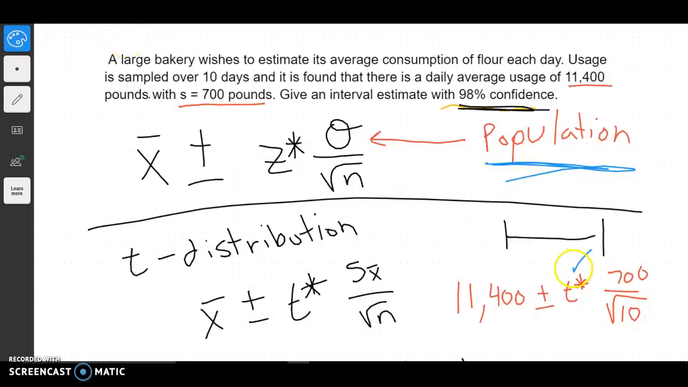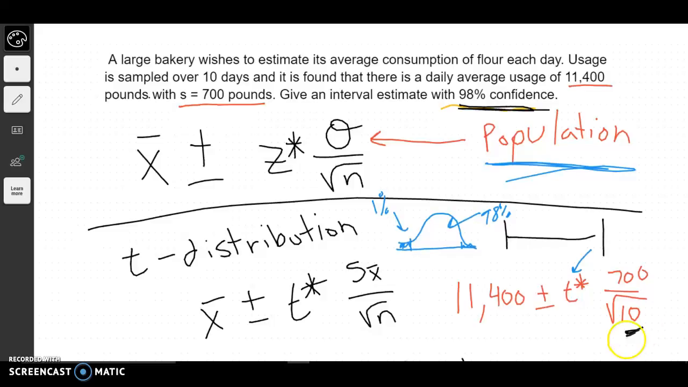Here's how we're going to find t star. T star works exactly the same way as our other confidence intervals. For this one, we want 98% to be in the middle, which means I want 1% on either side. But there's one more thing that goes with t star. T star really depends on how big your sample size is, because the bigger the sample size, the closer it is going to get to the actual population.